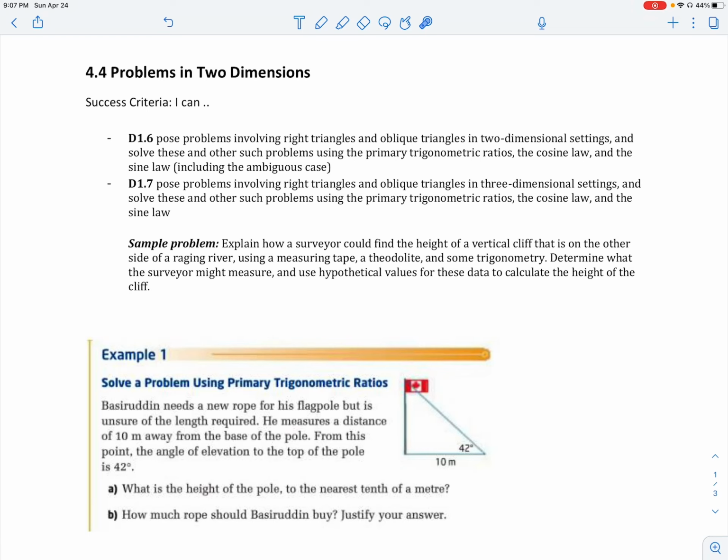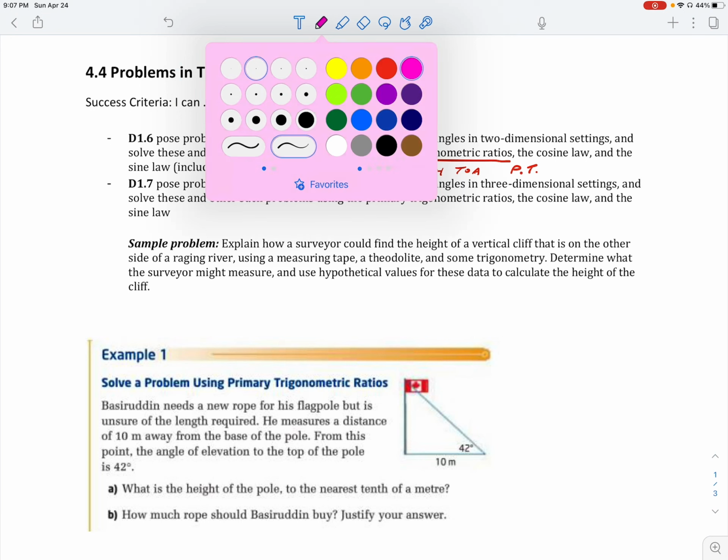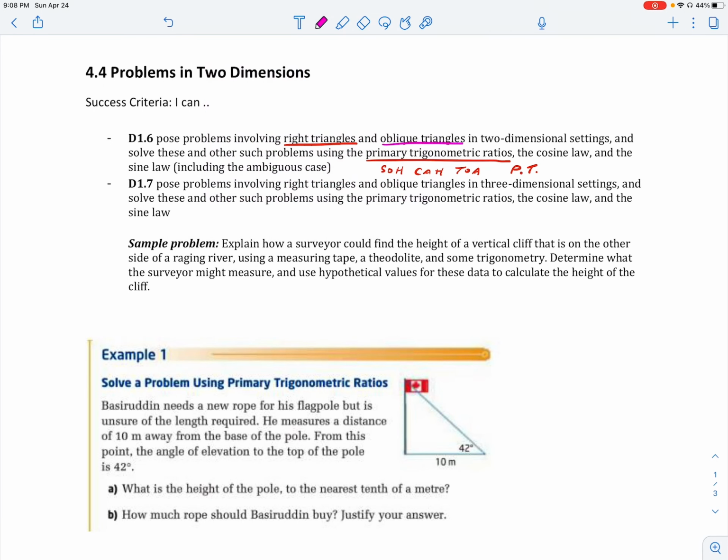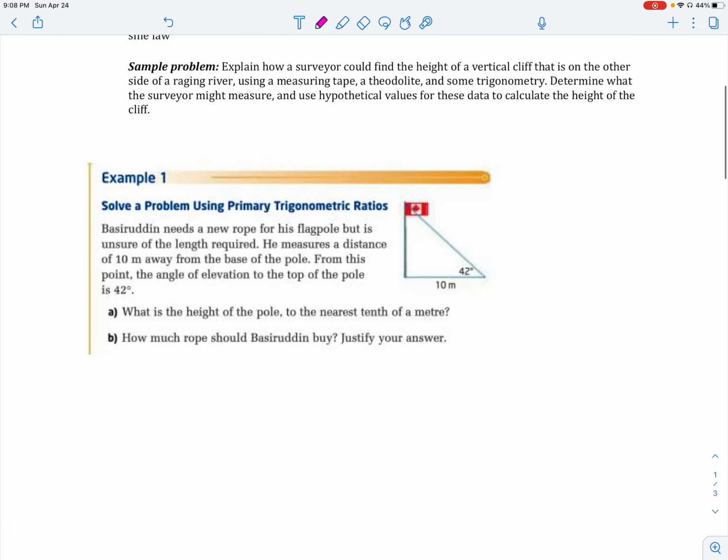We'll talk a little bit later in this lesson about the ambiguous case, which can show up when we're only given certain information. All right, so if we have a right angle triangle, we're going to be using the primary trig ratios to solve. That basically means we can use SOHCAHTOA. We can also use Pythagorean's theorem. I'm just going to write PT. Now for oblique triangles, these are non-right angle triangles, so we're going to use the cosine law and/or the sine law to solve those. Okay, let's get started.